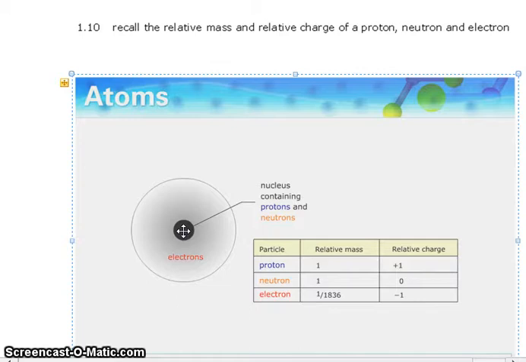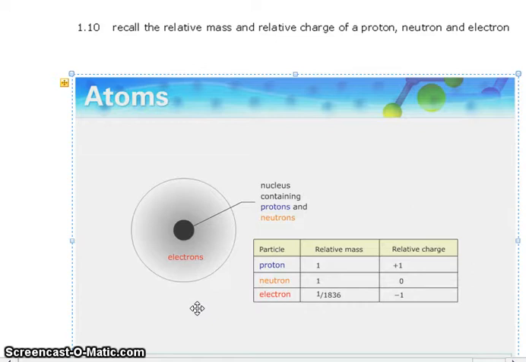has a mass of 1. Okay, so protons and neutrons have a mass of 1. Now this is a relative mass. And then electrons, their mass is what we would call negligible, and the actual number you need to remember for that is 1/1836. So the electrons that whiz around the outside have a mass of 1/1836.